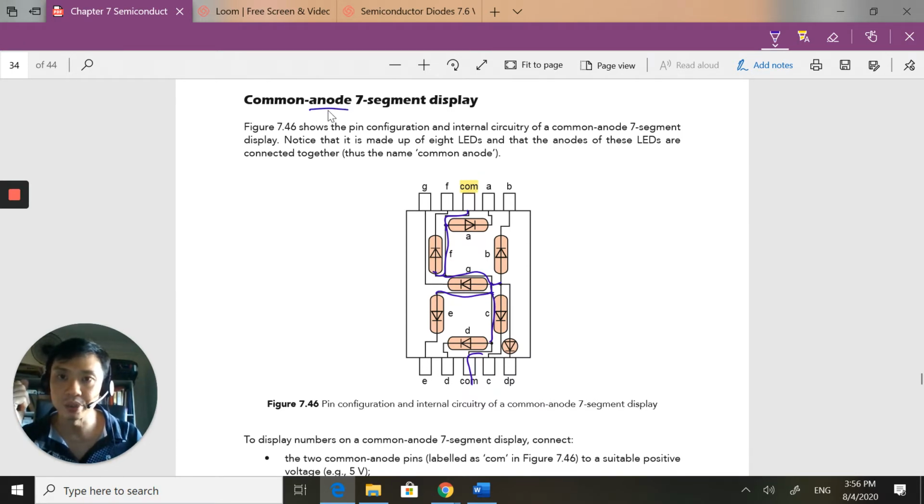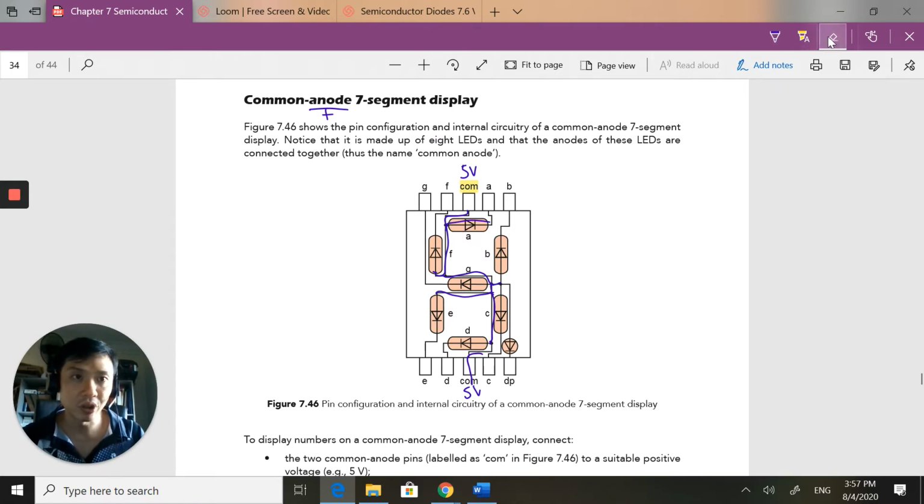Common anode, anode being positive. So maybe I'll connect 5 volts here. So all the anodes of every LED will have 5 volts. That means to make, let's say, A light up, current must flow from here to here and back out here again. So to make A light up, the current, once again, must flow across.